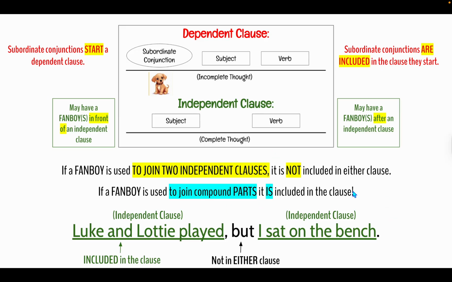Okay, so this slide, I realize it looks like a lot of information, but let me talk you through it. Okay, I'm trying to summarize here. So here, this is supposed to show a dependent clause, and this is our independent clause, okay? So you'll notice they both have to have subject-verb teams, but our dependent clause is going to start with a word called a subordinate conjunction. There are some other ways to start a dependent clause, but most of the time it's a subordinate conjunction, and that's all we're focusing on in 5th grade.